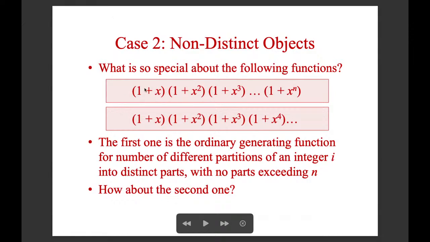If you look at this, then the corresponding coefficient of x to the power r in this product will be the number of ways to partition the integer r, but then there is a restriction.